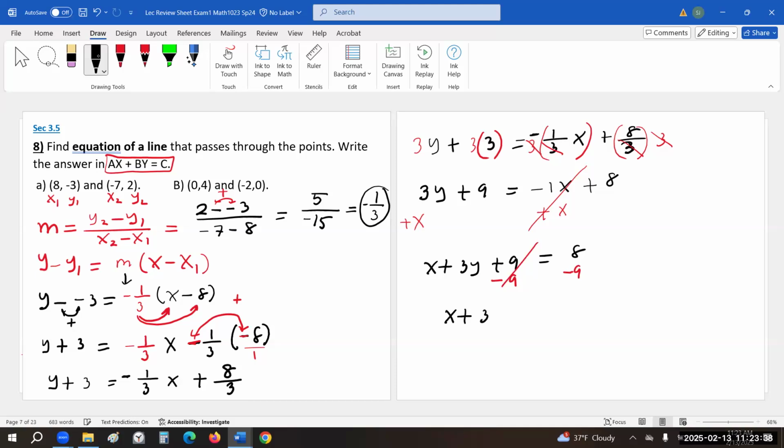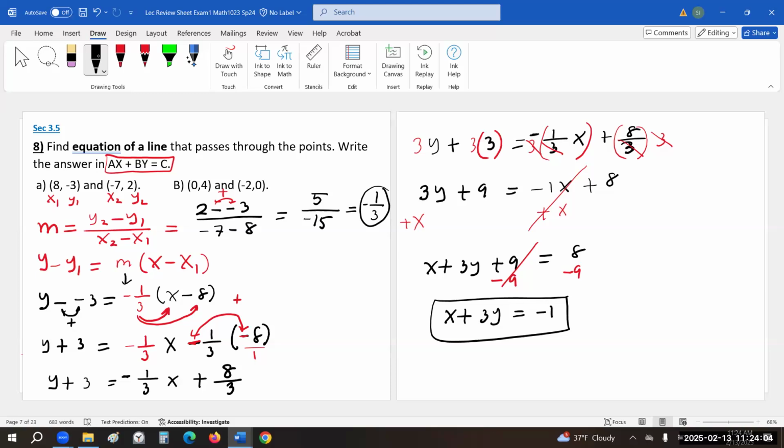So x plus 3y equals -1. And now we are done. It's in standard form, no fraction, no negative x. So standard form has 2 things that we want to get. One is no fraction and one is no negative x.